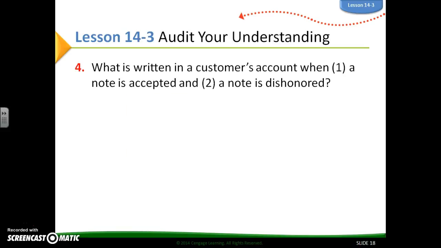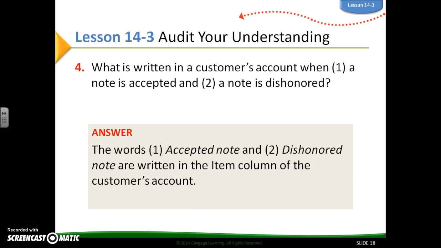What is written in a customer's account when, number one, a note is accepted, and number two, when a note is dishonored? So when the promissory note is accepted, you write in there accepted note. And when you have a note that's dishonored or they don't pay, then you write dishonored note in the item column on the customer account.